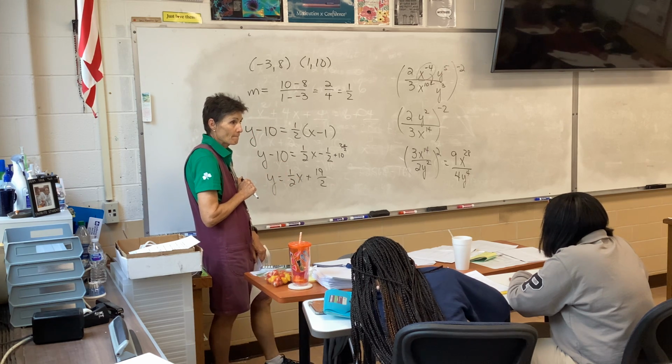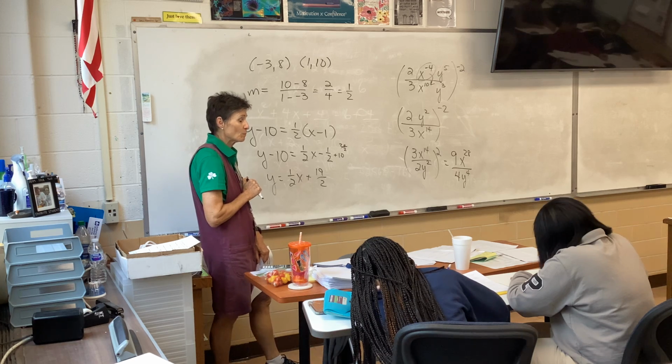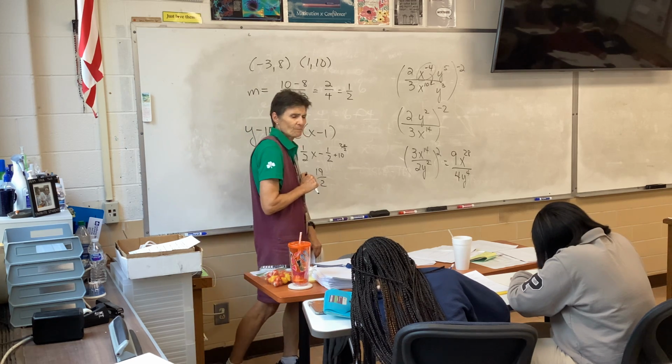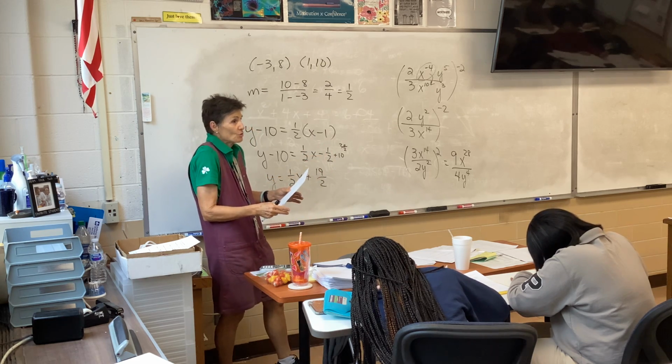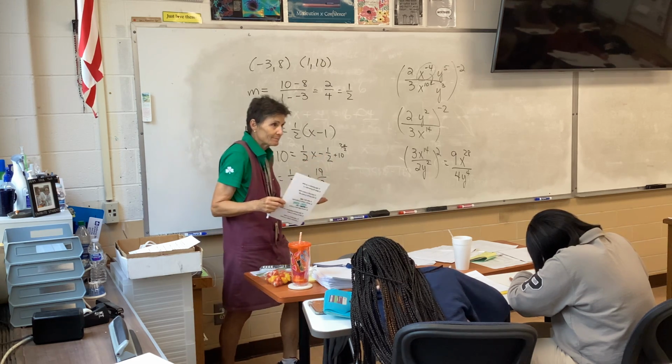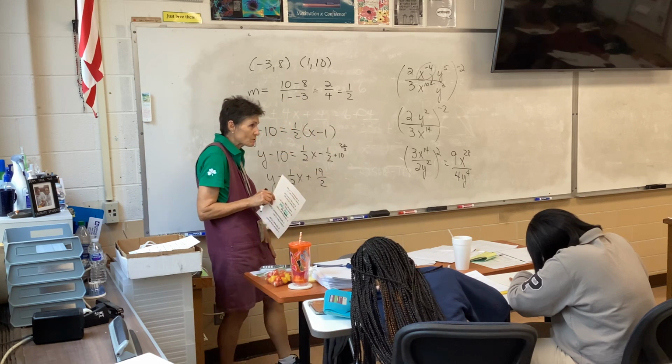Do you want us to simplify 19 halves? You mean write it as a mixed number? It doesn't matter to me. If you do, it would not be wrong, but there's no need to do it, and you might mess it up. So we're gonna avoid extra steps if we can.